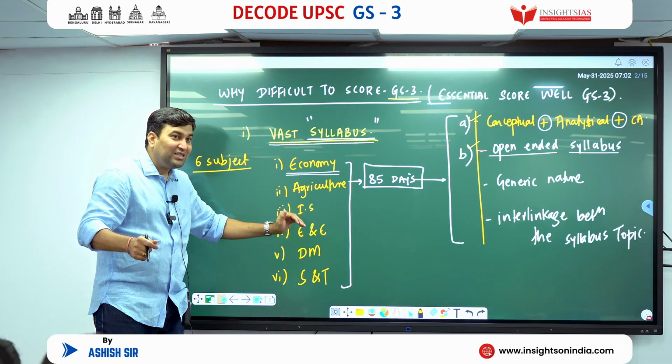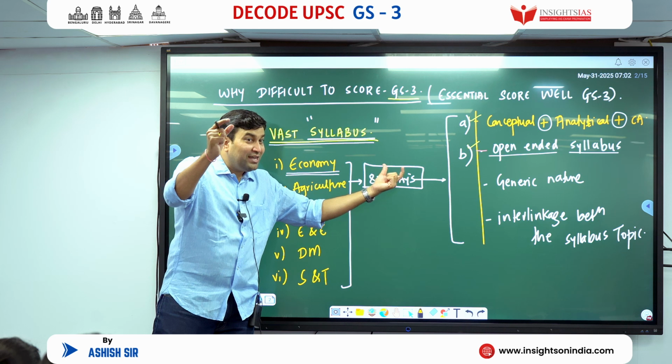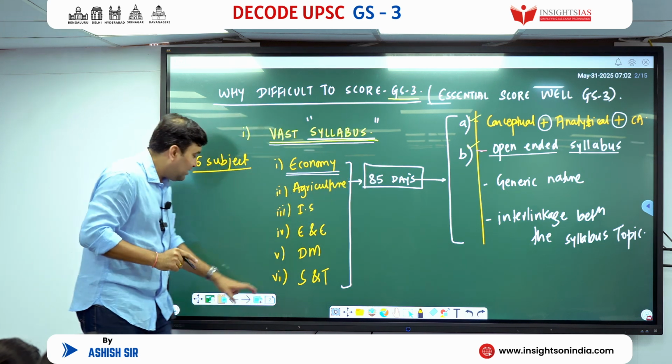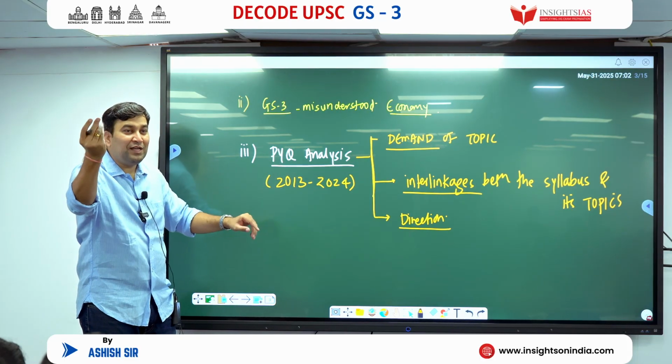They are not understanding the vast, open-ended nature of the syllabus. Time is limited. There is no single material which provides all the analysis, right? That is the first challenge. Second, misunderstanding GS3 as complete economy. Economy सिर्फ 50 marks का है.